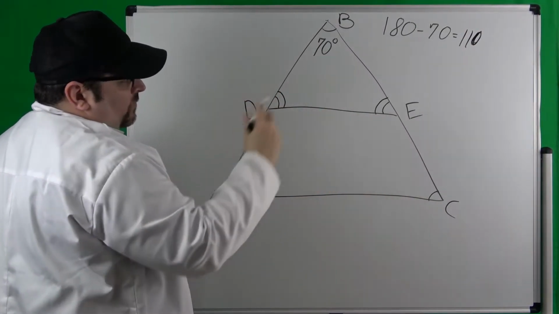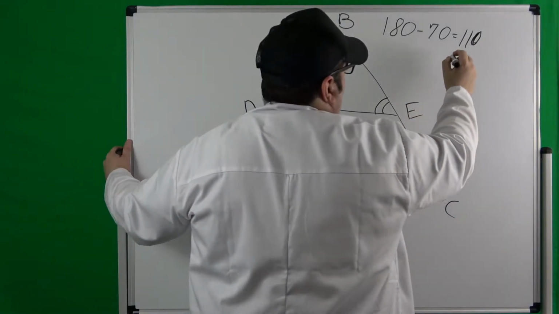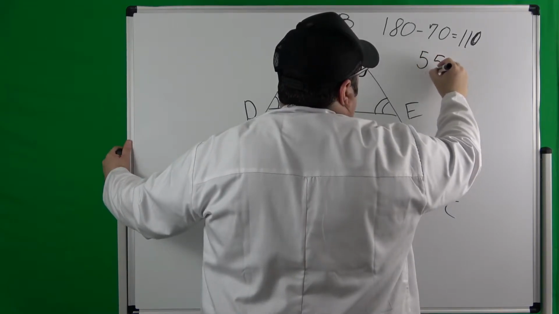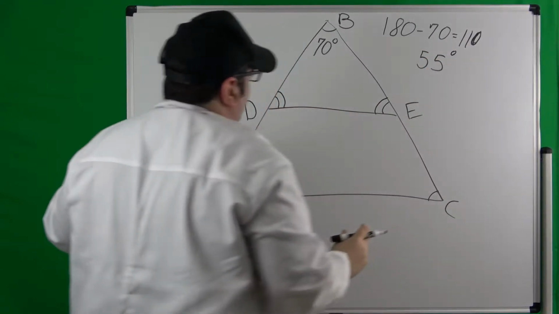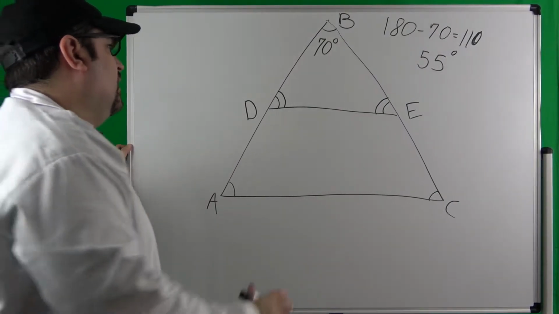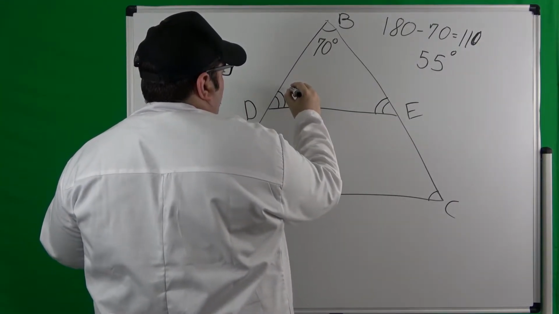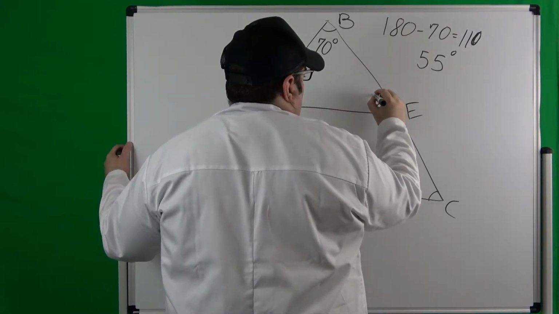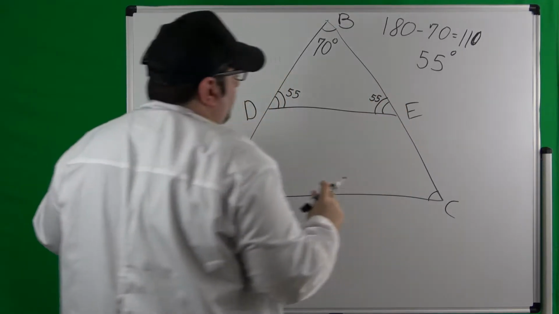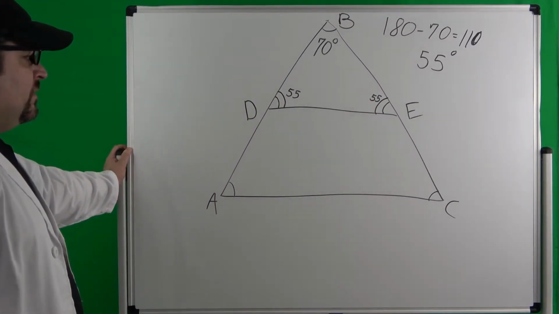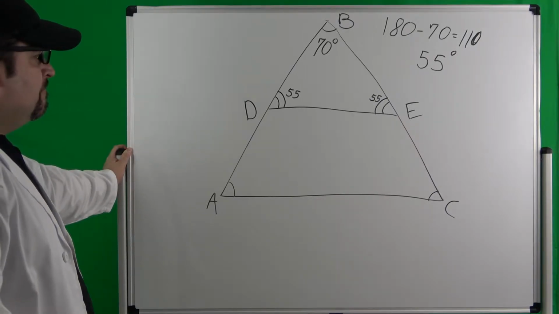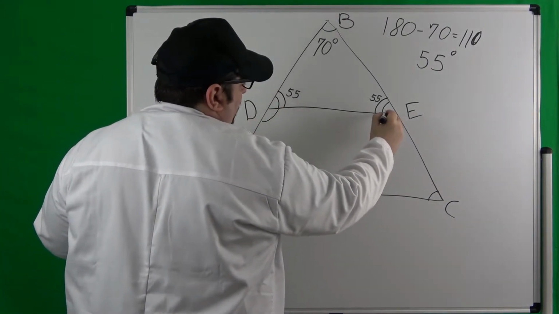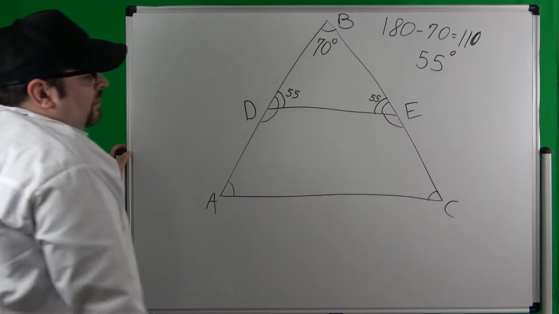And if these are both the same, what's 110 divided by 2? That would be 55 degrees. Okay, so we got 55 and 55. Now this angle plus this angle will give us what? 180.